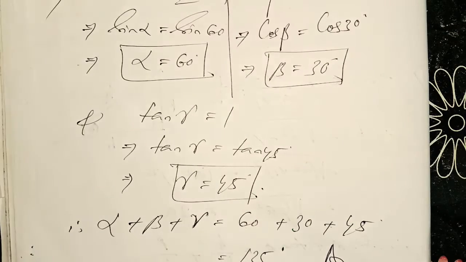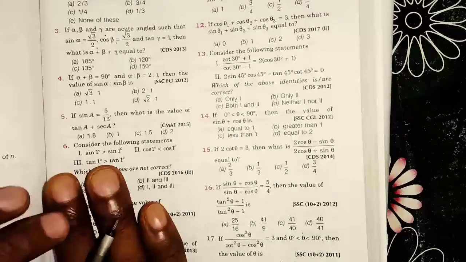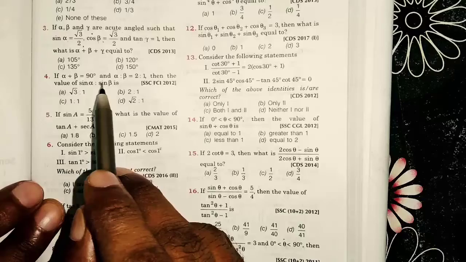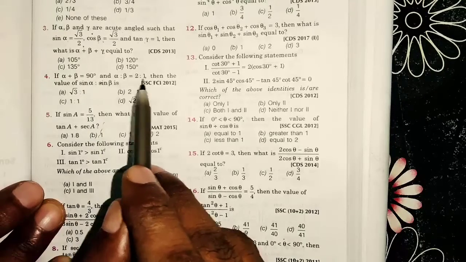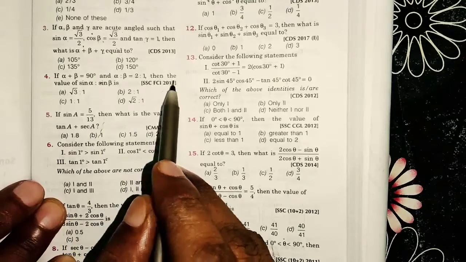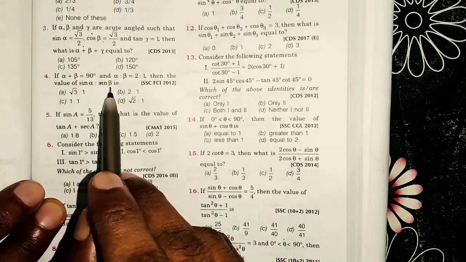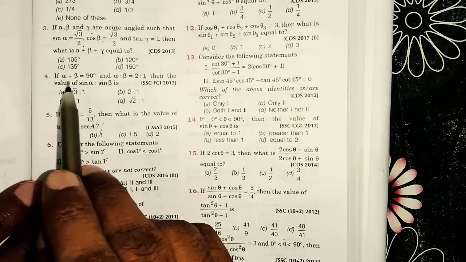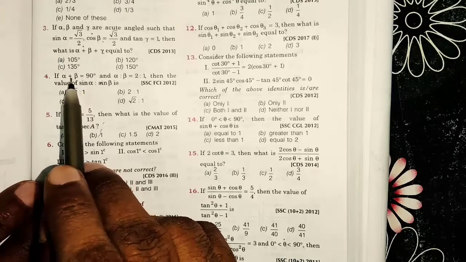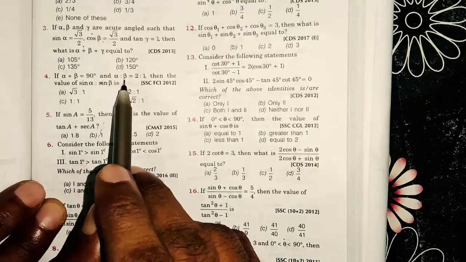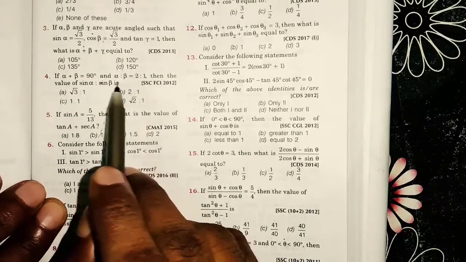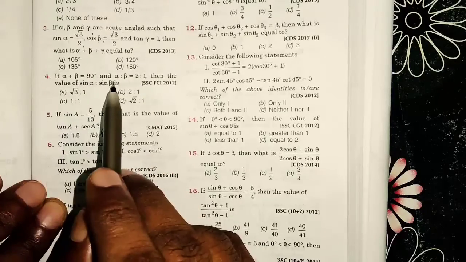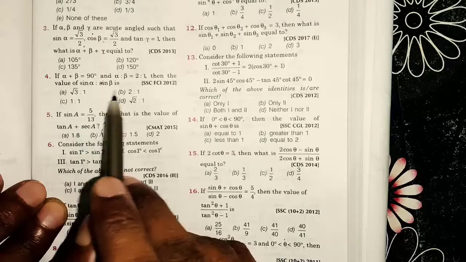Okay. Questions are very easy questions. Let us go to the next number. See the question number 4. Question given: alpha plus beta is equal to 90 degrees and alpha is to beta is equal to 2:1. Then the value of sin alpha into sin beta you have to find out. Sum of alpha plus beta is given 90 degrees, and alpha to beta ratio is given 2:1. First of all, you have to find the value of alpha and beta.